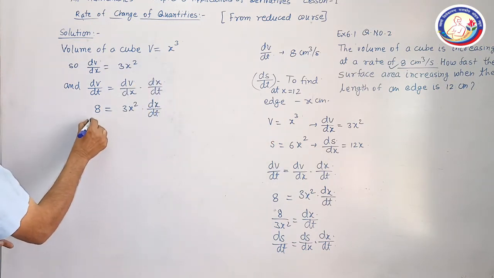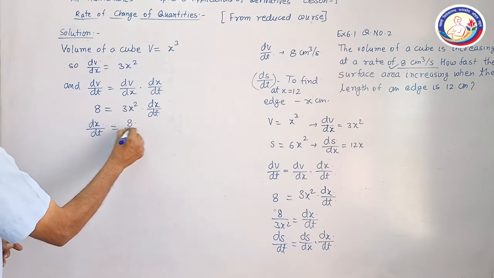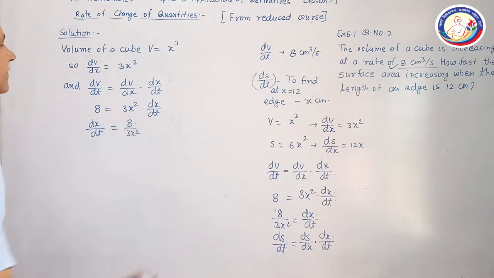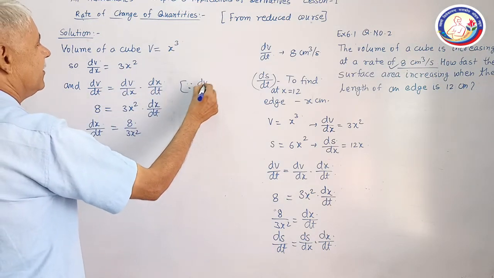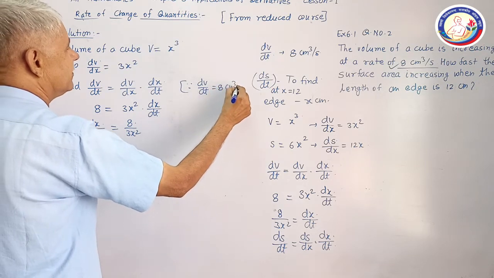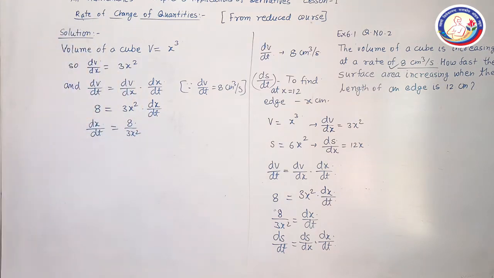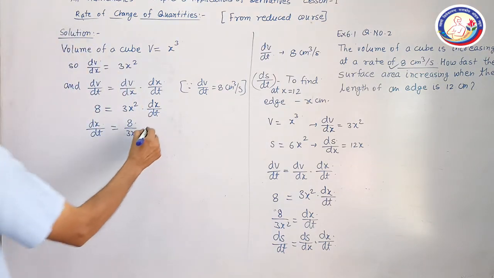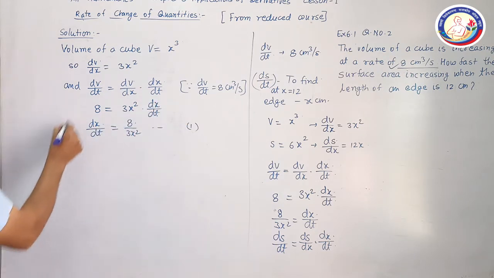What is dx by dt? It is 8 upon 3x square. We are given this dV by dt because dV by dt is equal to 8 cubic centimeters per second. This is given to us. Call it relation 1.